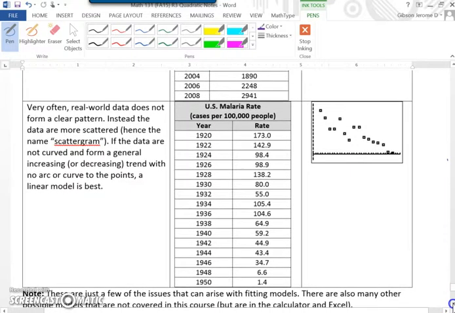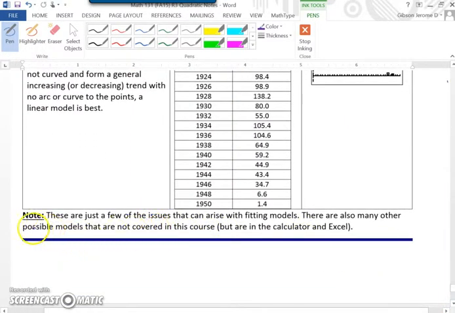Okay. Now, this is basically it. Note, these are just a few of the issues that can arise with fitting models. There are also many other possible models that are not covered in this course, but are in the calculator and Excel. And that's basically it from this.